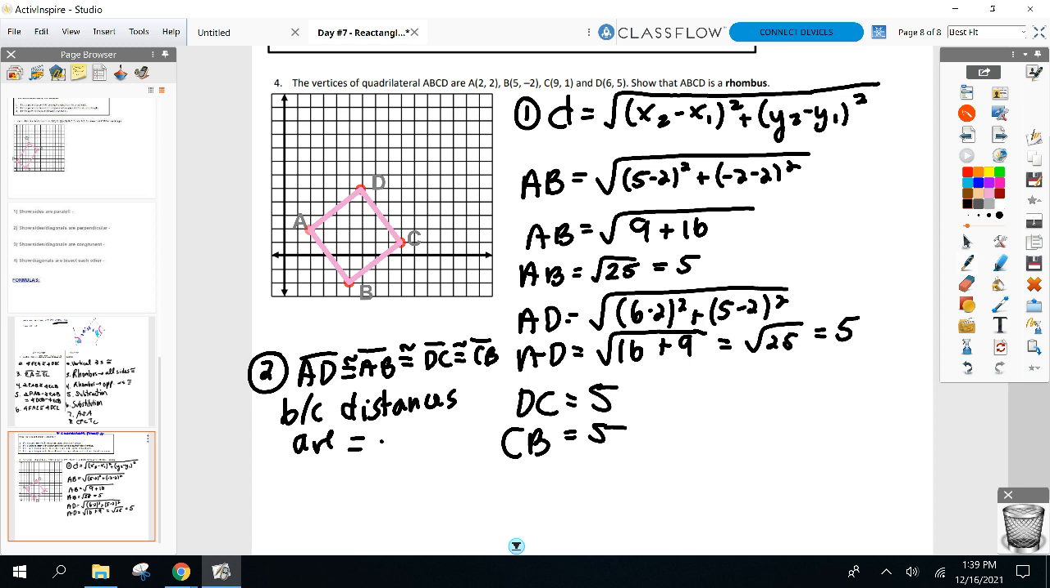What's ABCD now? If all four sides are equal, ABCD is going to be a rhombus. There we go. So step 3, ABCD is a rhombus. And yes, you can't just leave it like that. Tell me why it's a rhombus. Based on the work you just did, why is ABCD a rhombus?